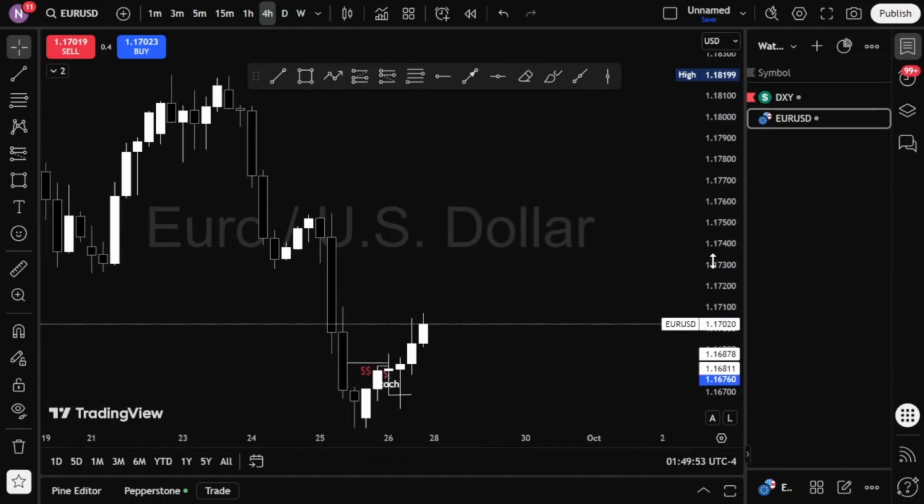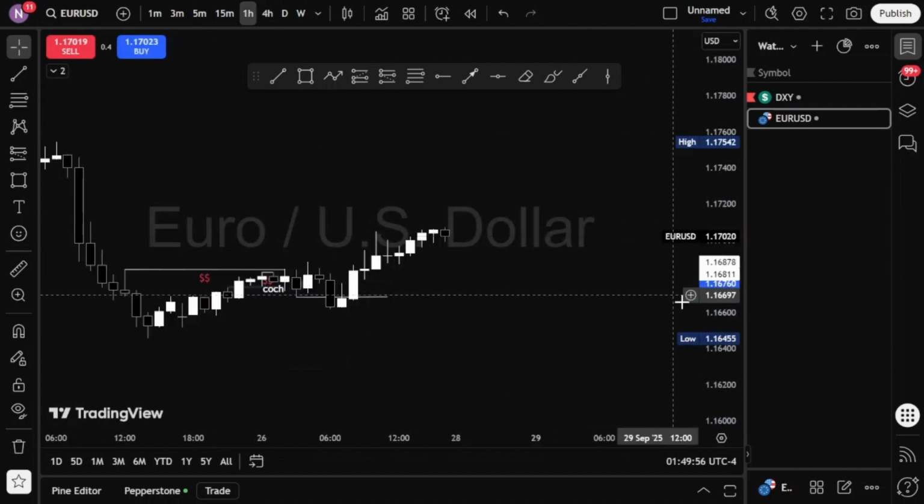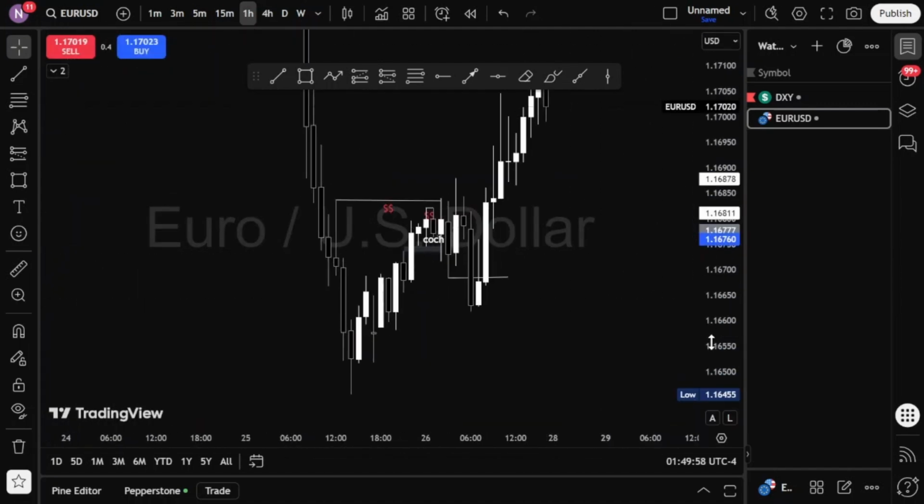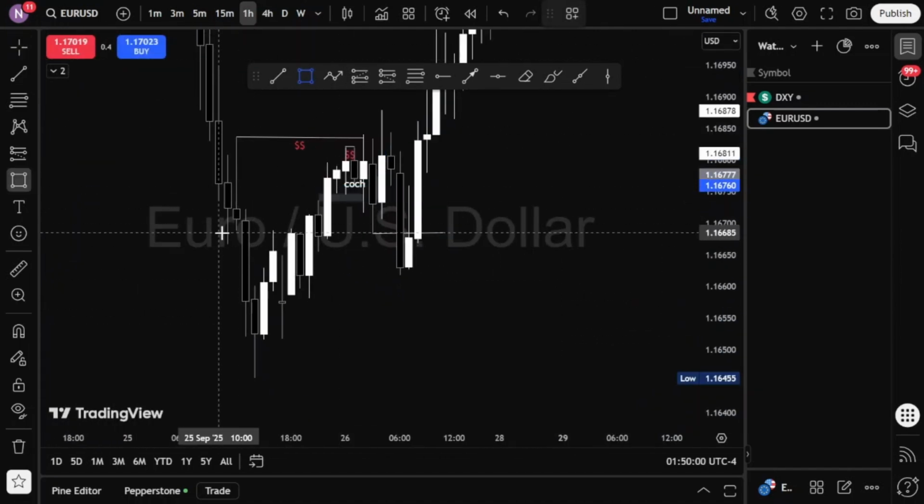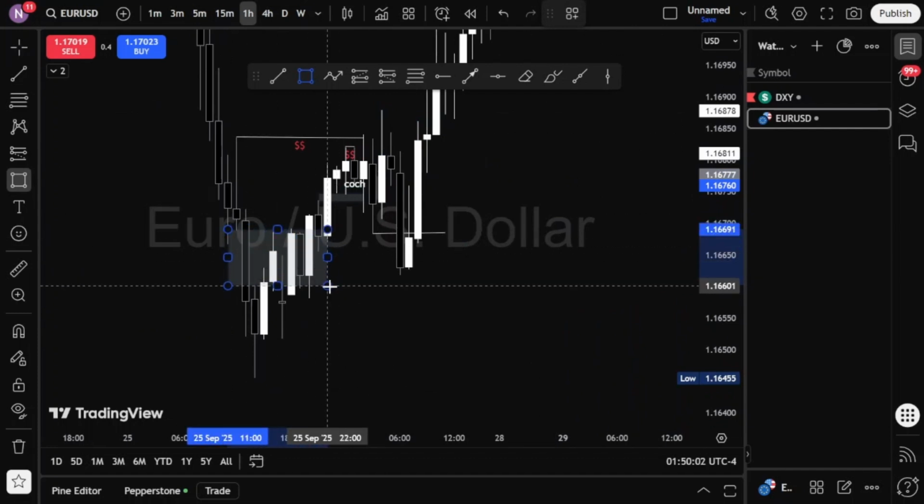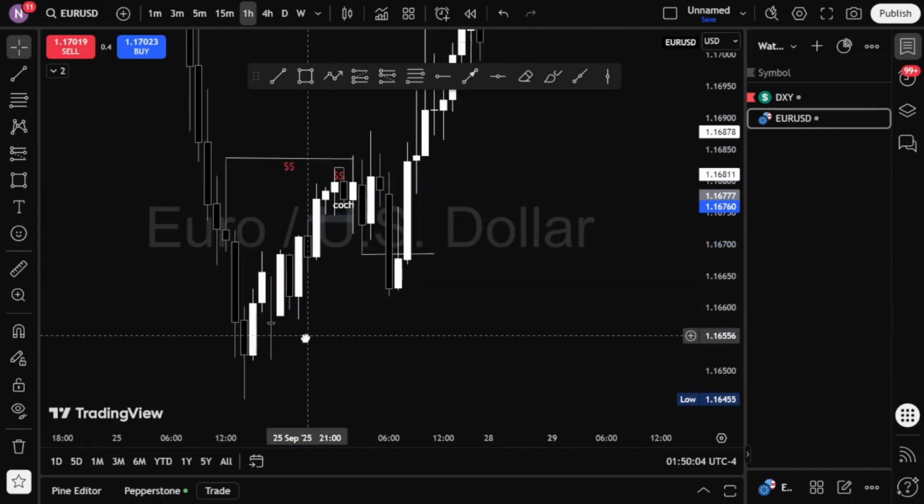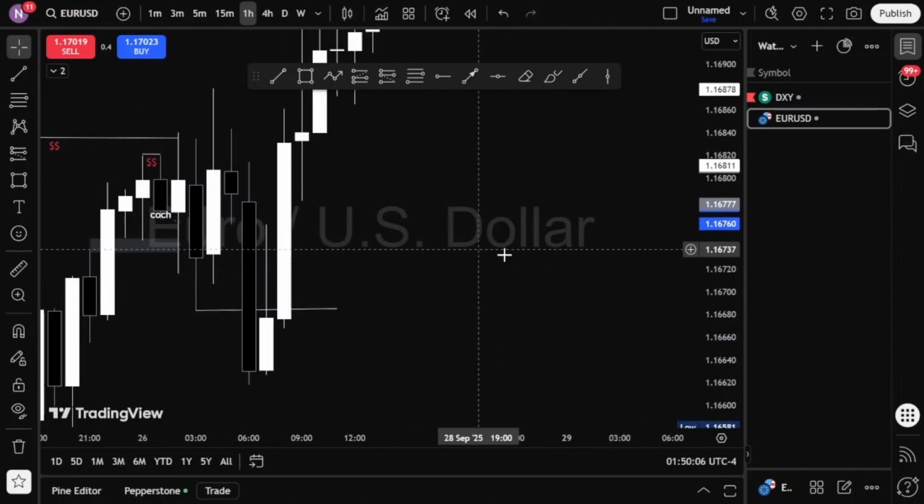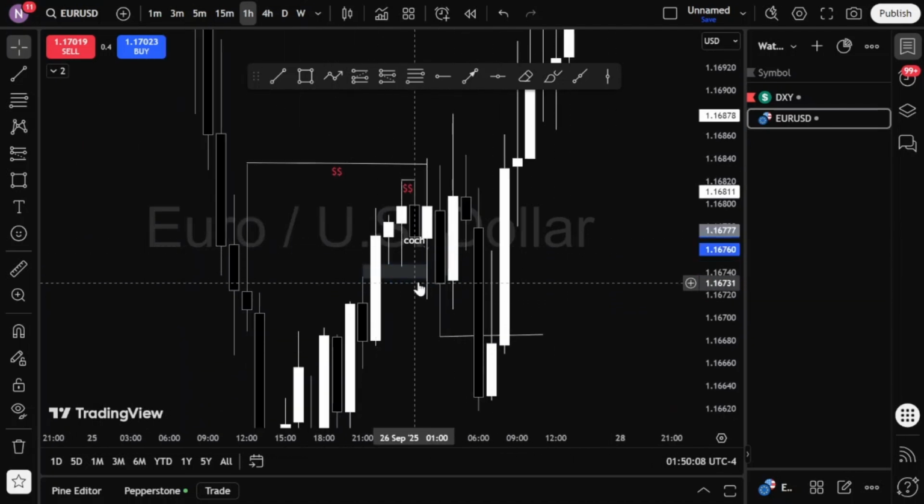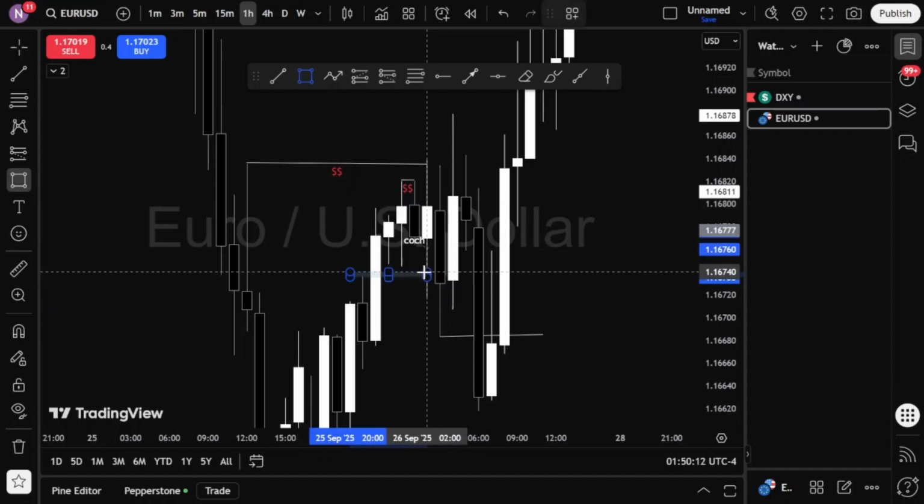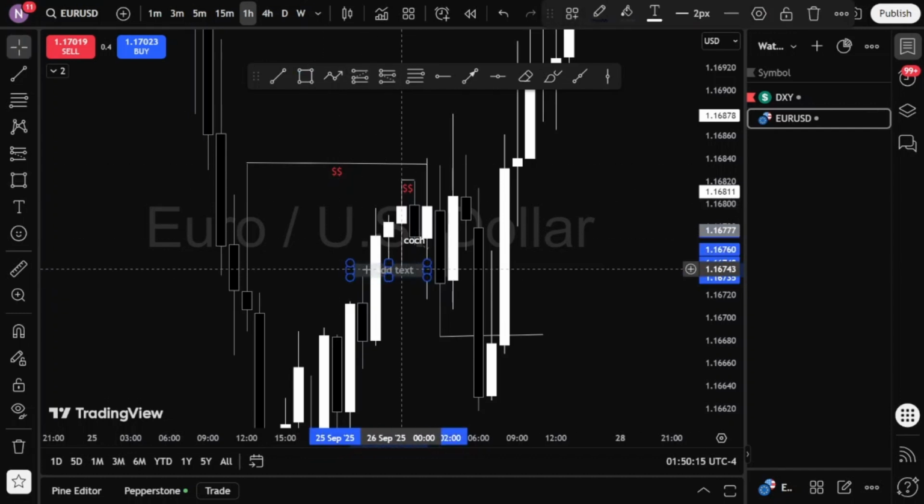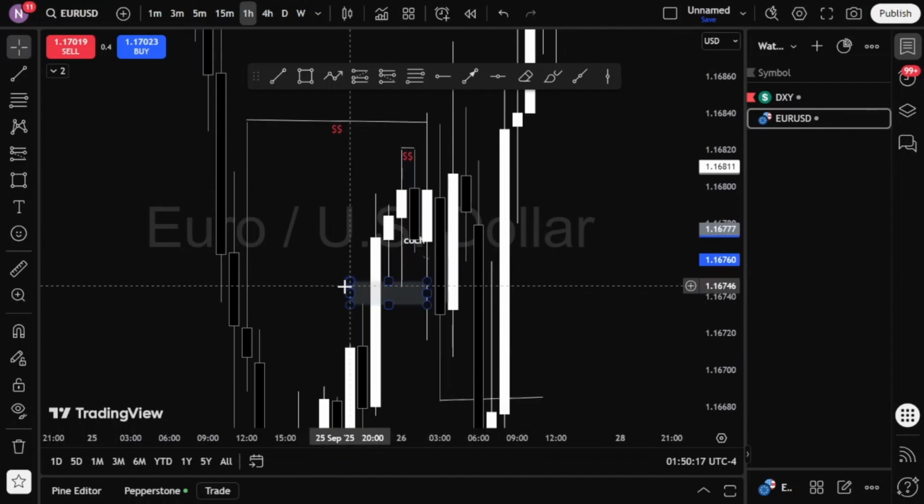That's the reason I shifted into the 1 hour time frame. On the 1 hour time frame, what I saw was the market disrespected this bearish fair value gap and inversed it. Let me point it out. The market created this 1 hour bullish fair value gap, the market tapped into it, and at this point the market was completely respecting this 1 hour bullish fair value gap.